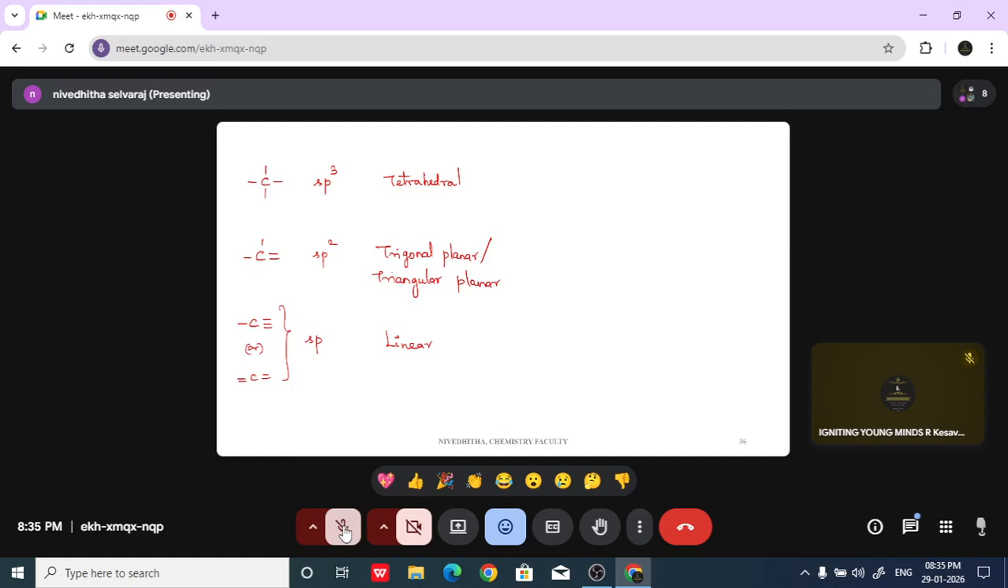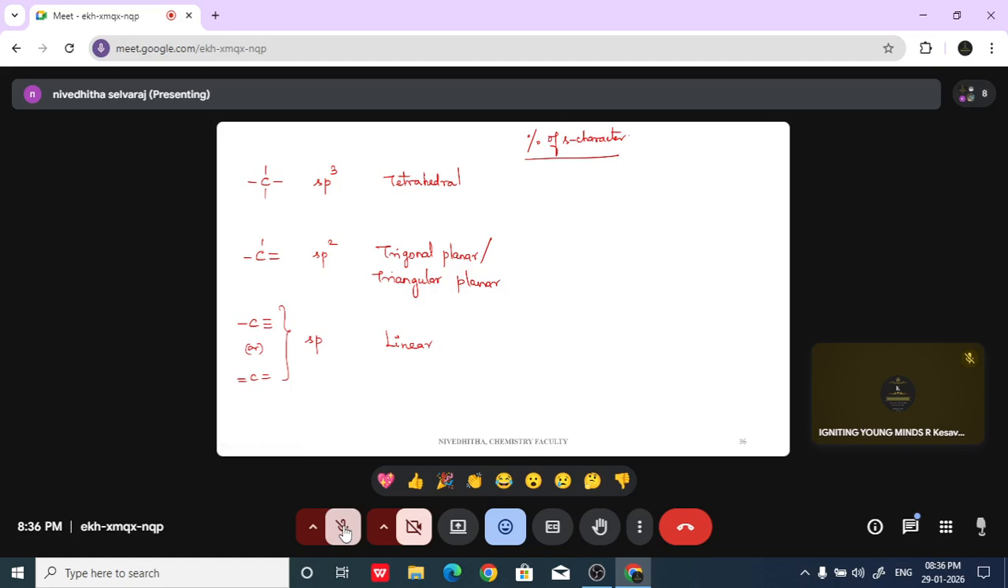So the geometry is linear. Okay, very good. That's it. Next is percentage of S character. 25. Yes, very good. So for sp3, the percentage of S character is 25%.